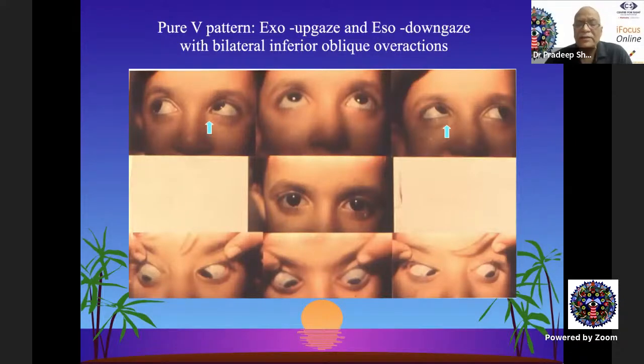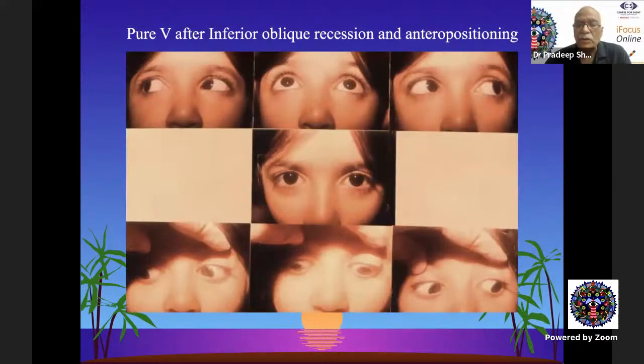Now, in this situation, there is ortho in the primary position, but there is over elevation in both the right and the left eye, indicating bilateral inferior oblique overaction, indicating a pure V pattern. There is eso in down gaze, see that, and exo in up gaze, and ortho in primary position. So this is a situation in which you do not do any horizontal muscle surgery, just inferior oblique weakening of both eyes, and the ortho is maintained, the exo is corrected in up gaze, the eso is corrected in down gaze, as well as the over elevations are corrected in both eyes.